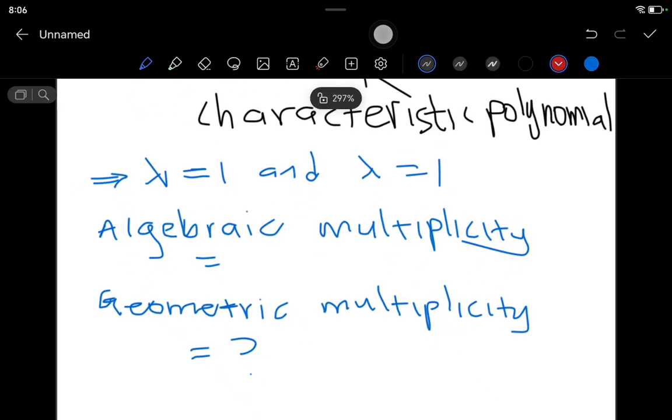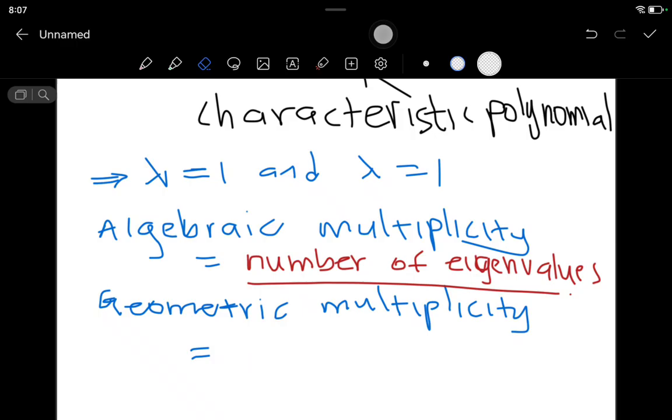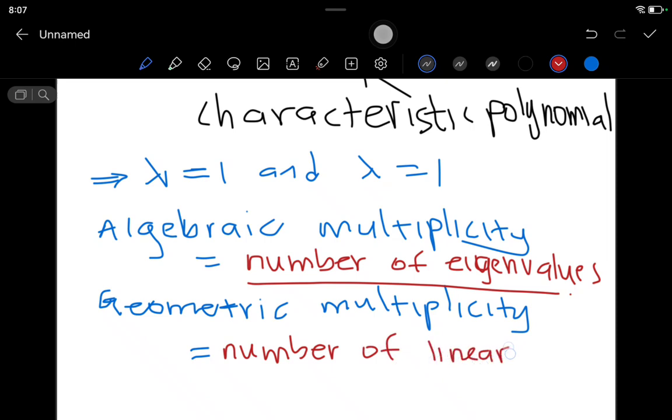This one, the algebraic, we're going to be looking at the number of, actually let me say, the number of eigenvalues. Then this one, the geometric, will look at the number of linearly independent. This one is the number of eigenvalues that are repeating, right? That are the same.